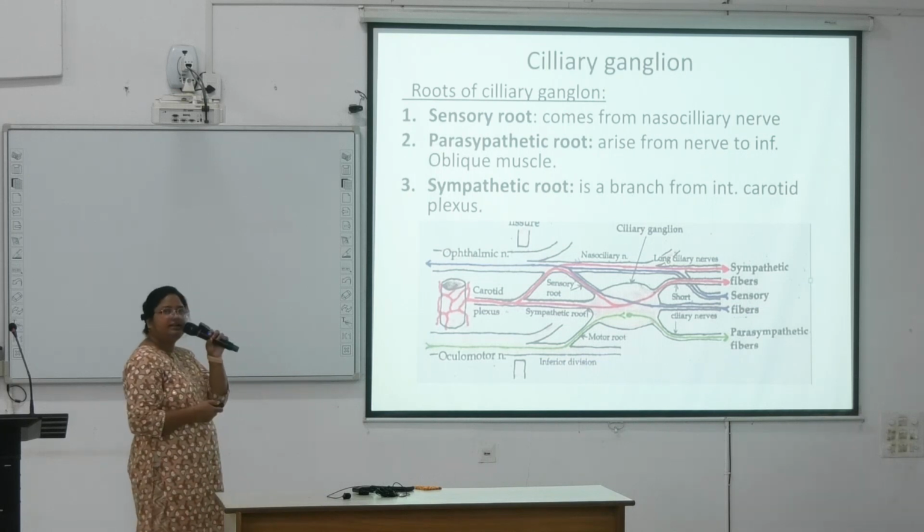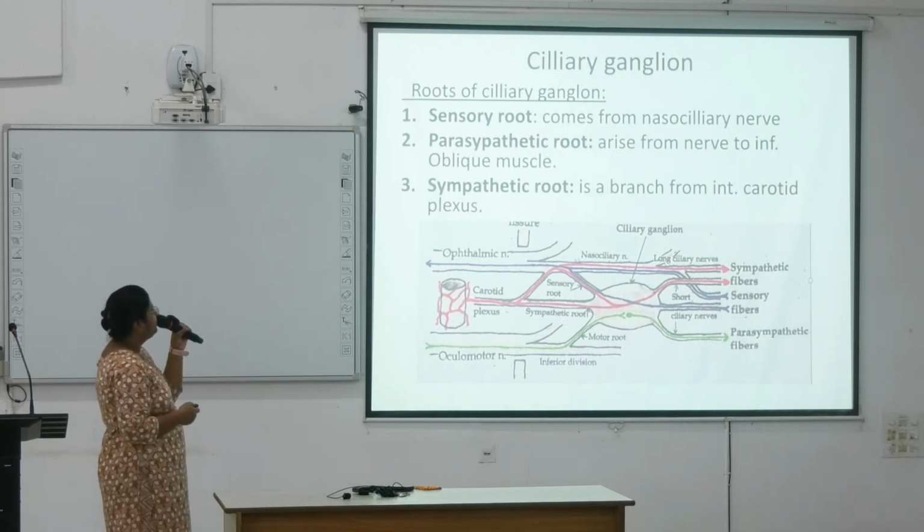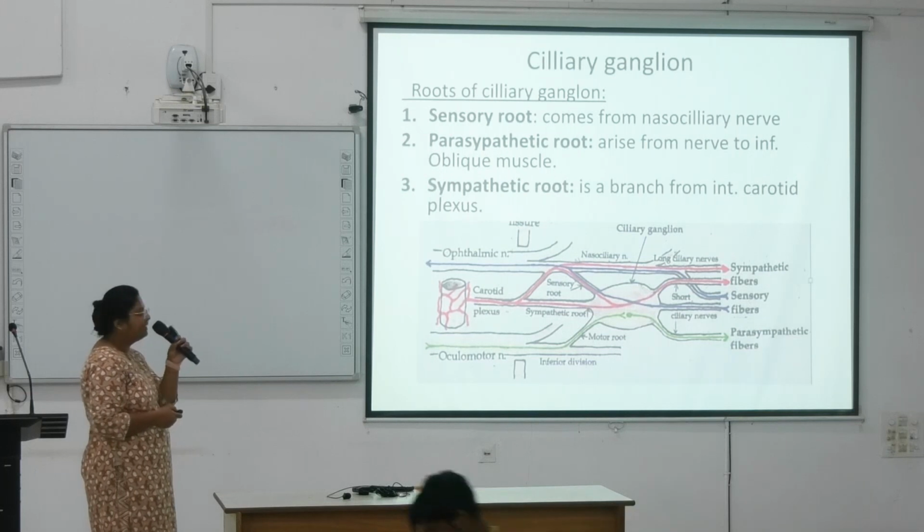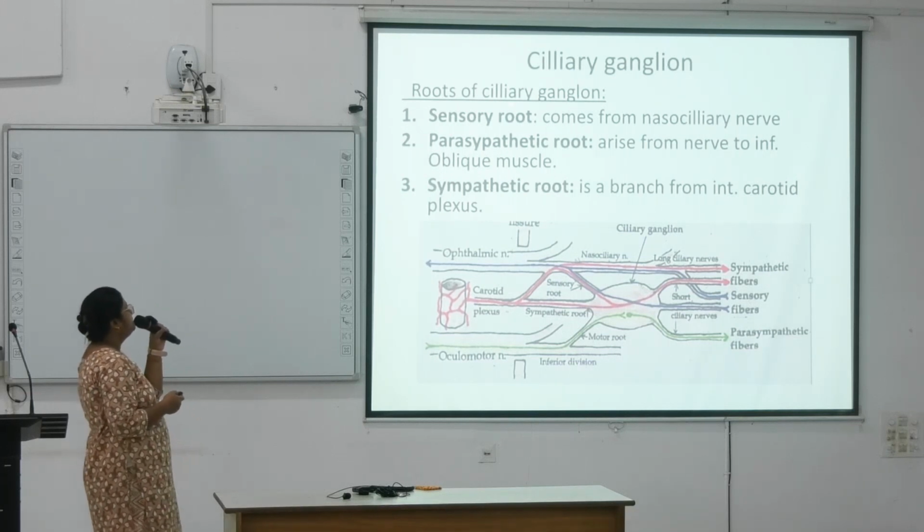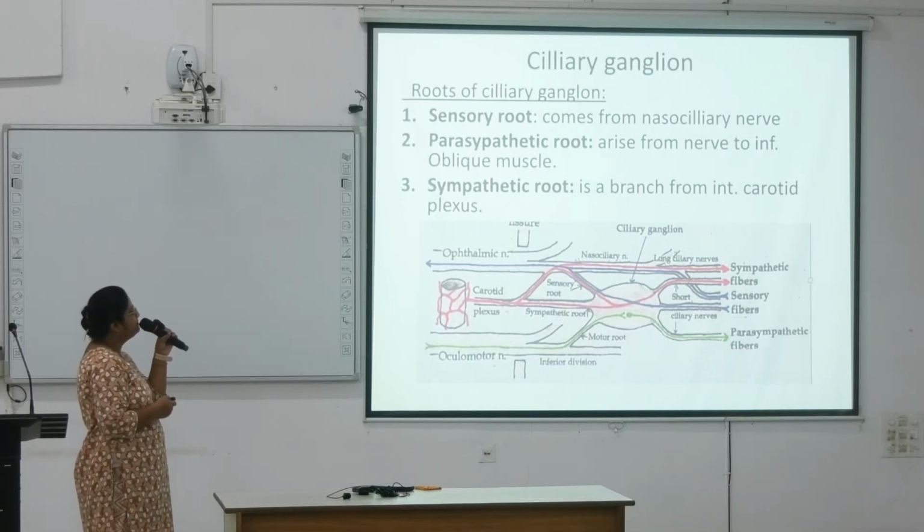is the ciliary ganglion. Okay, it is one important ganglion, a parasympathetic ganglion. Roots of the ciliary ganglion: the sensory root comes from the nasociliary nerve.